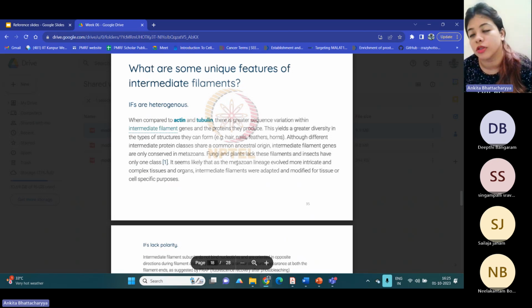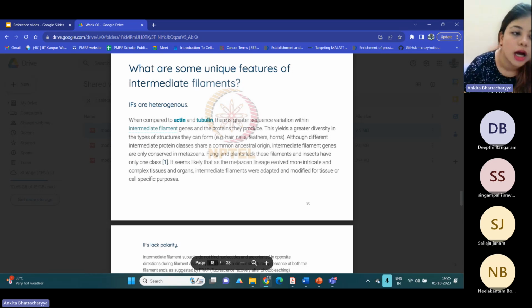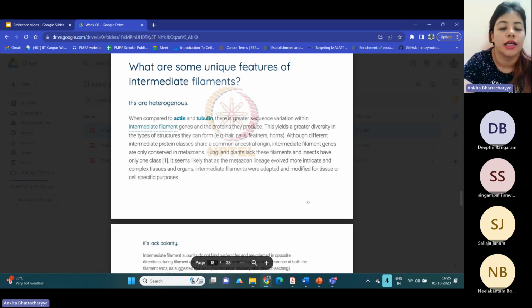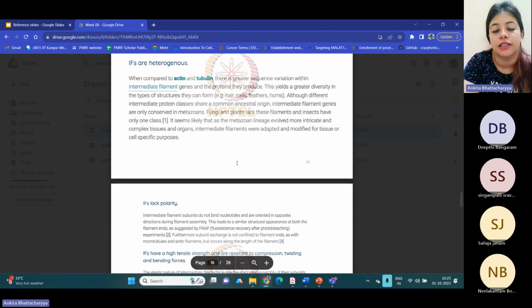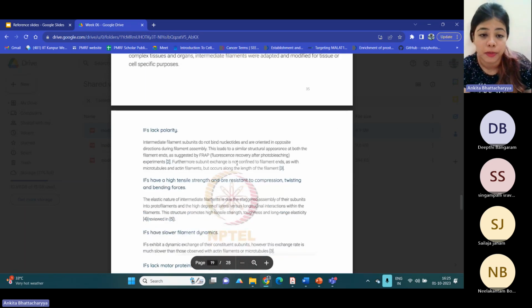In fact, in most cell culture under normal conditions, which is very commonly done in most labs, they do not synthesize these proteins. They do not need to. So that is something that you can also look up if it is interesting to you. Intermediate filaments are believed to have some sort of a metazoan linkage, and they got modified and adapted for tissue as well as cell-specific purposes.